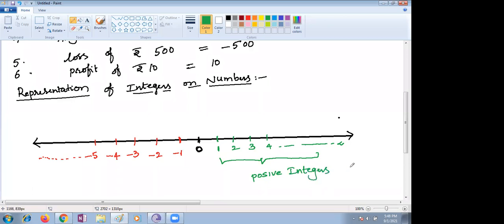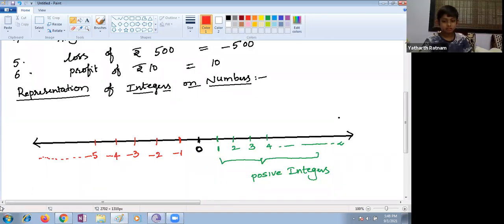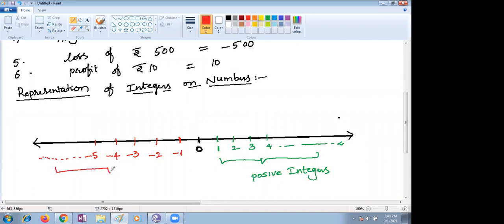If you move towards the right side on the number line, what happens to the value of the integer? It increases. Very good. The value should be increasing. These all are negative integers.